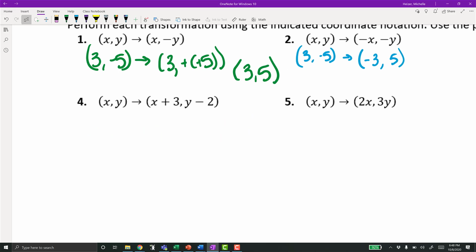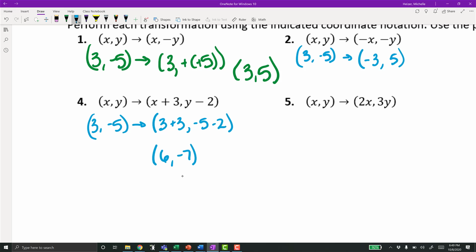We just need to put the values in the right spot that it's asking us for. Now, number 4 uses some addition signs and subtraction, and we can still deal with this just the same. So I start off with 3 comma negative 5. Now it says take x and add 3. So my x value is 3 plus 3. And then take y and subtract 2. Y is negative 5 minus 2. So my new point, or my image, 3 plus 3 is 6. Negative 5 minus 2 is negative 7. So this point here would be my image.